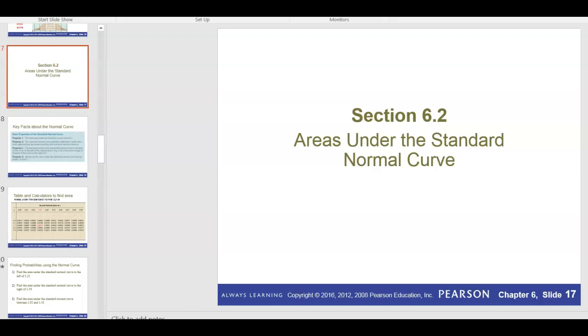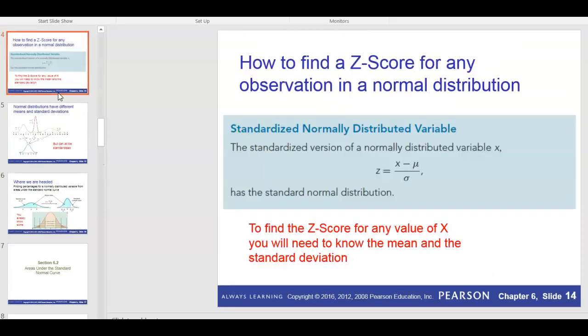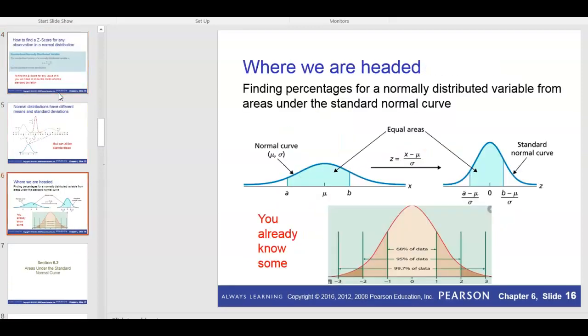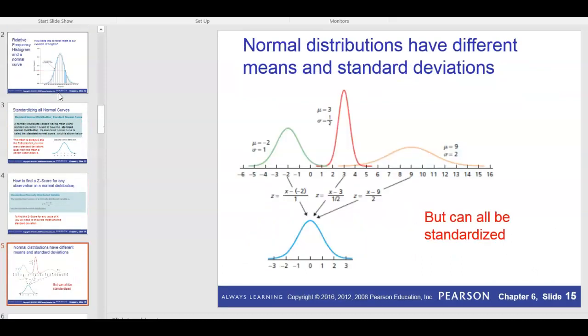All right, so we're going to move on to lesson two. In lesson one, we talked about standardizing the normal curve. We talked about how you can find the z-score given any x value, and how any graph, regardless of where the standard deviation is or where the mean is, if it's normally distributed, can be standardized into a standard normal curve with a mean of 0 and a standard deviation of 1.